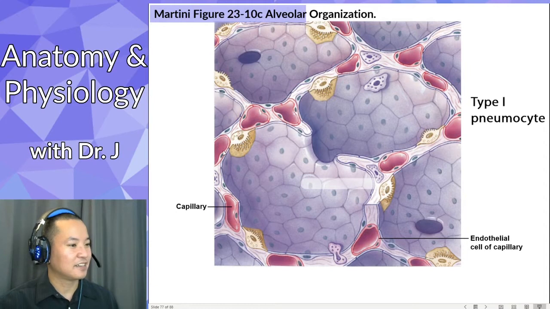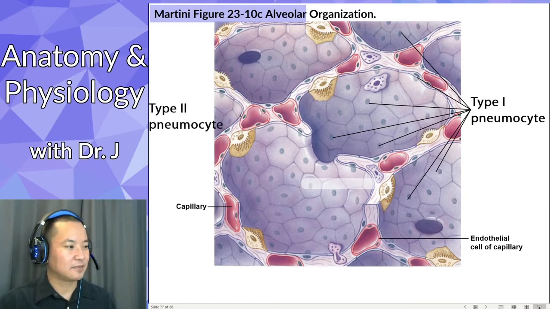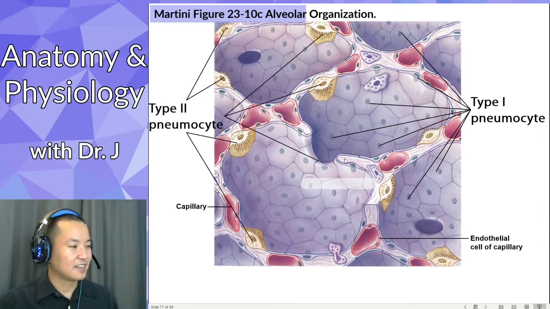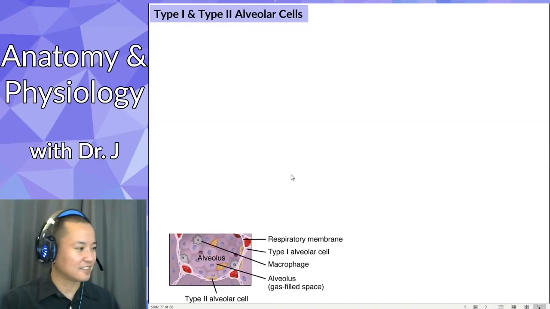But back to our type 1 and type 2 pneumocytes. The very flat and thin ones that are broad, these are type 1 pneumocytes. And type 2 pneumocytes, these are the little spiky ones we see here. They're not flat and they're not as broad. But the funny thing is that you actually have more type 2 pneumocytes than type 1 pneumocytes in your lungs.